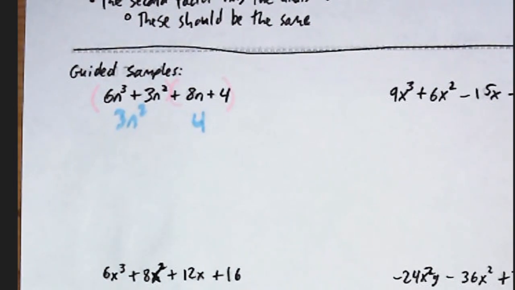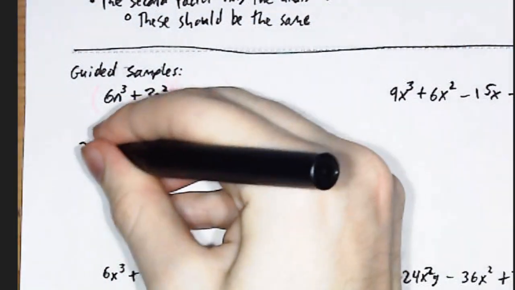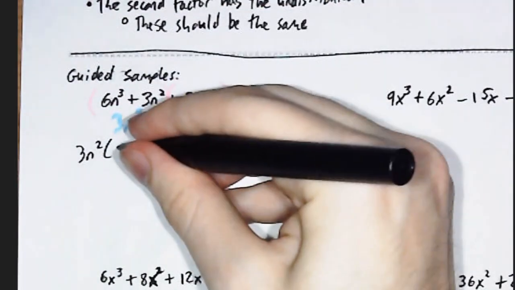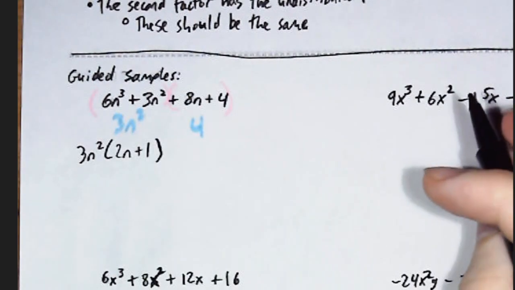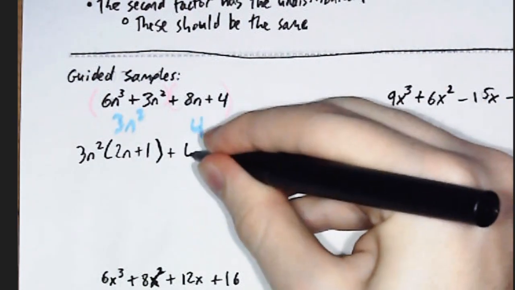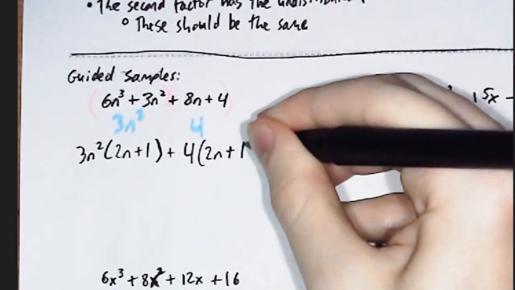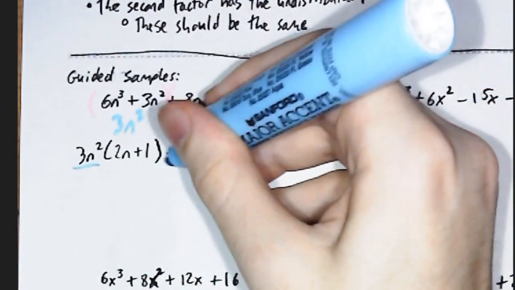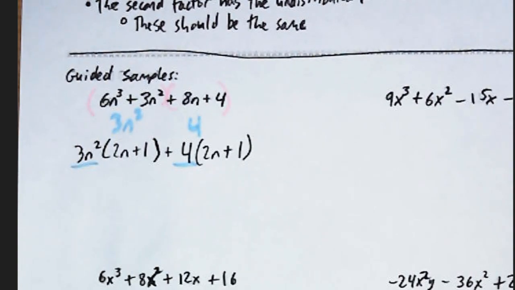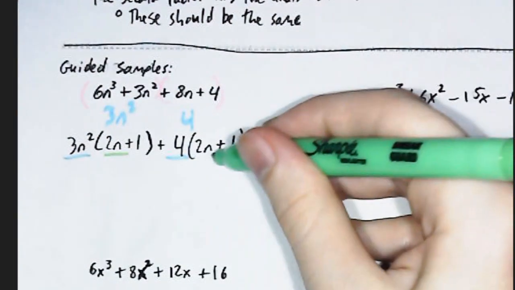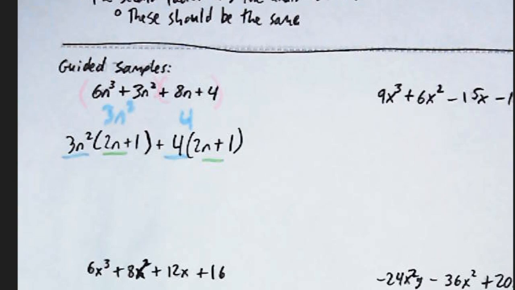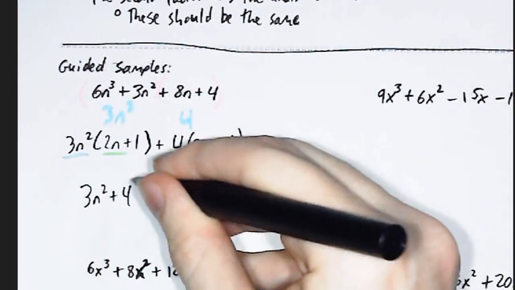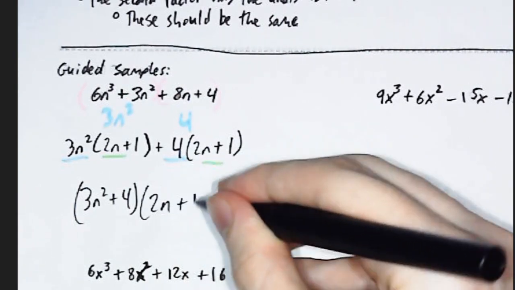So when we undistribute the GCF from both, we're going to get 3n squared times 2n plus 1, plus 4 times 2n plus 1, where 3n squared and 4 are my GCFs, and 2n plus 1 is now my undistributed parentheses. So my two factors are going to be 3n squared plus 4 and 2n plus 1.